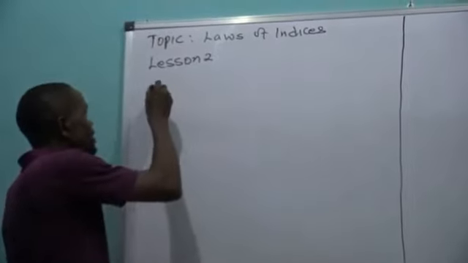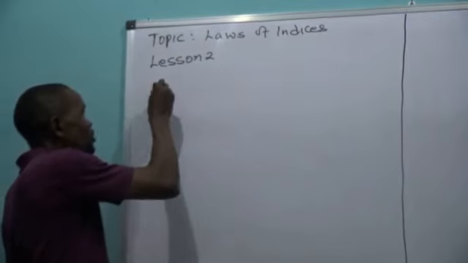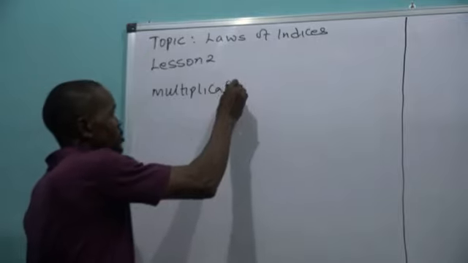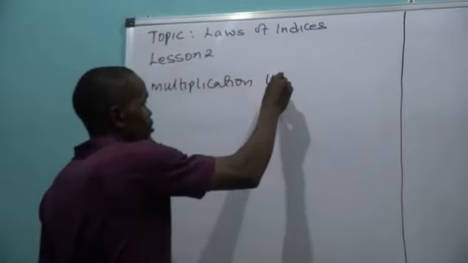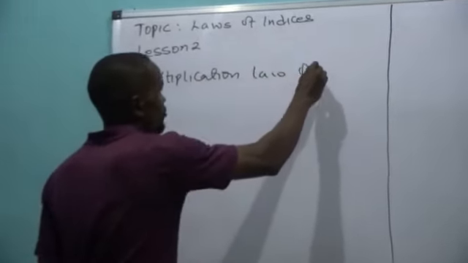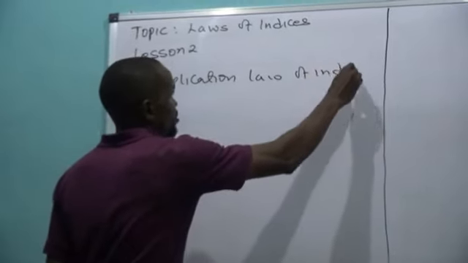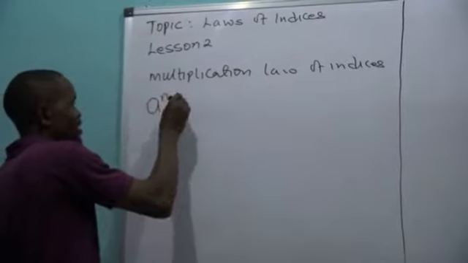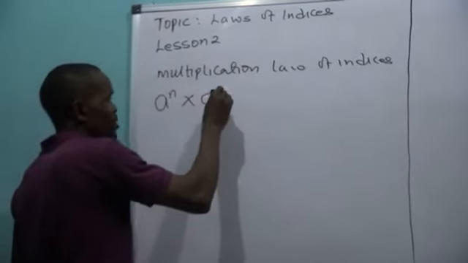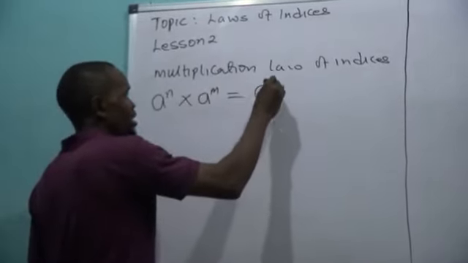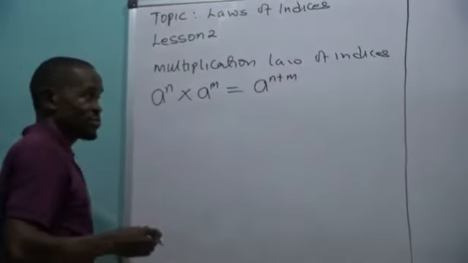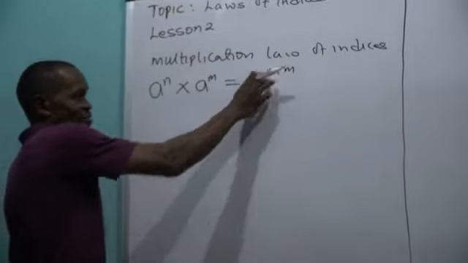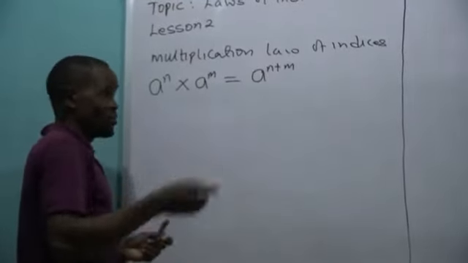So, we are dealing with the multiplication law of indices, a revision. We say that a raised to the power n times a raised to the power m is equal to a raised to the power n plus m. That's our revision. In this case, the base is constant. That's what we said in our previous days.